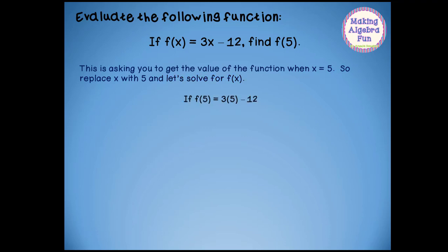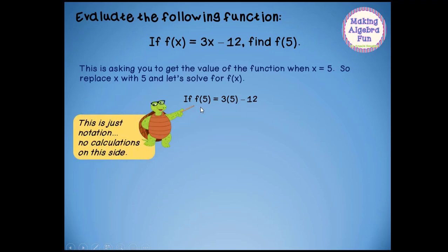Okay, so that's what that looks like. So on this side I had f of x, I now have f of 5. And on this side I had 3x minus 12, and you can see the x became a 5. This is just notation over here. There's nothing to do, it just means we're finding the value of the function when x is 5. Over here is where the work is. So follow your order of operations.